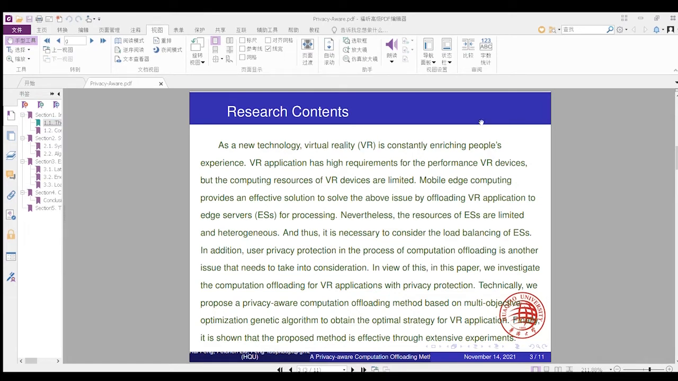In this part, I will talk about our research contents. As a new technology, VR is constantly enriching people's experience. VR has brought mobile users immersive experiences because of these technologies. VR applications have high performance requirements of the VR device, but the computing resources of VR devices are limited and heterogeneous.